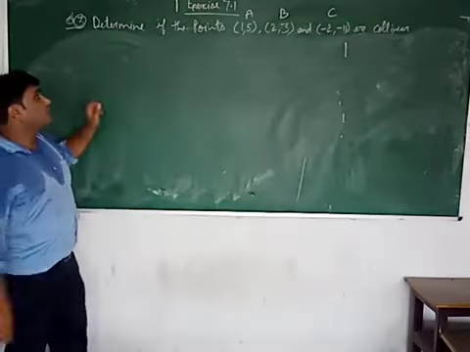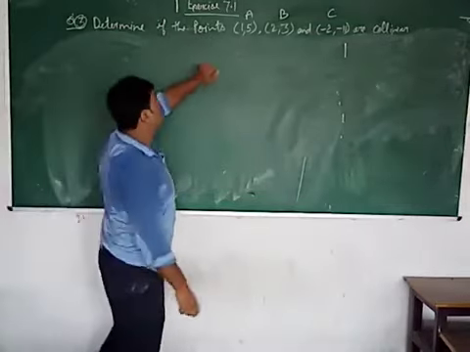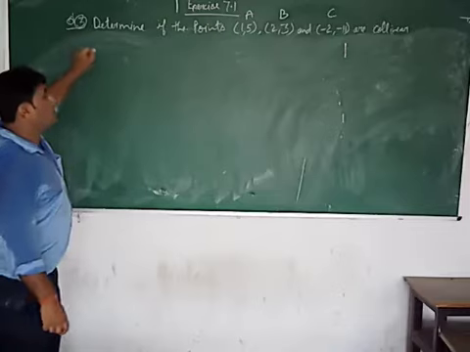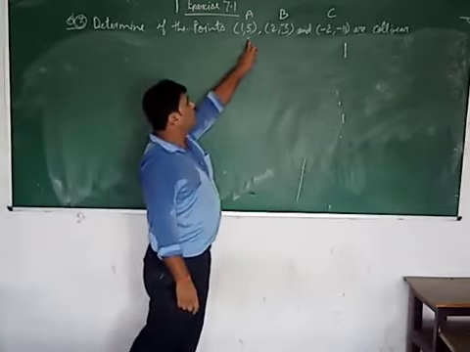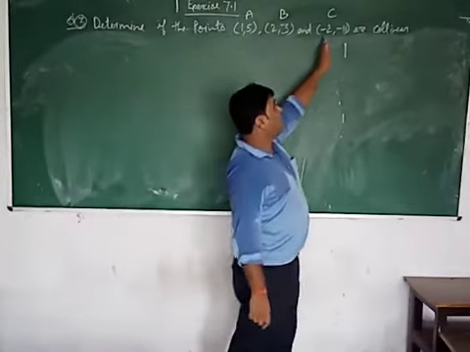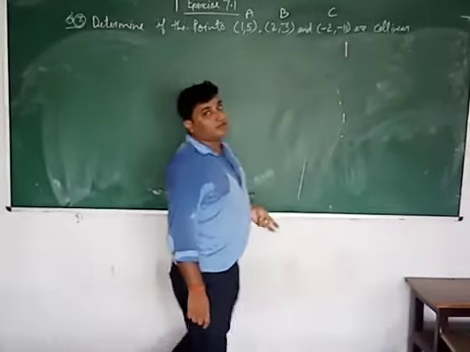Today I am going to explain exercise 7.1, question number 3. What is the question? Determine if the points (1, 5), (2, 3) and (-2, -11) are collinear.